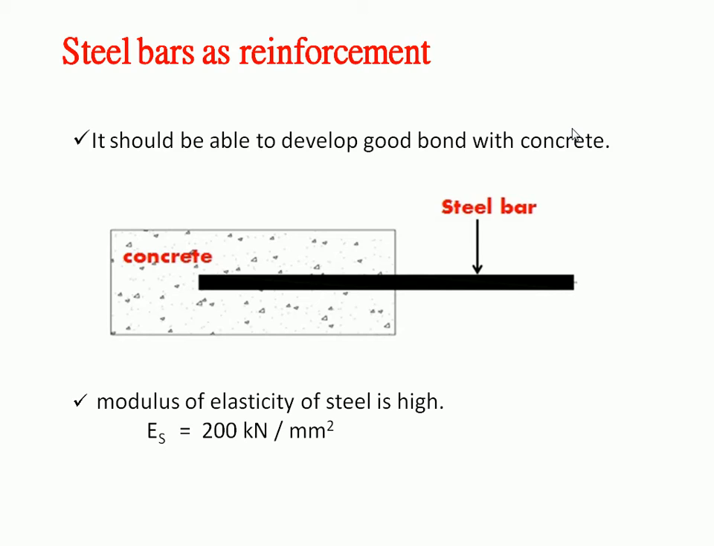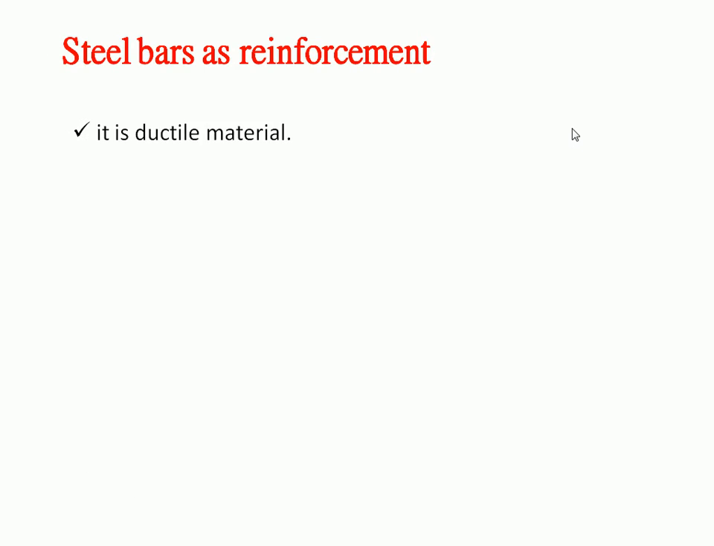The modulus of elasticity of steel is high. We take the modulus of elasticity Es equal to 2000 kN per mm square. It should also be easily available in the market.